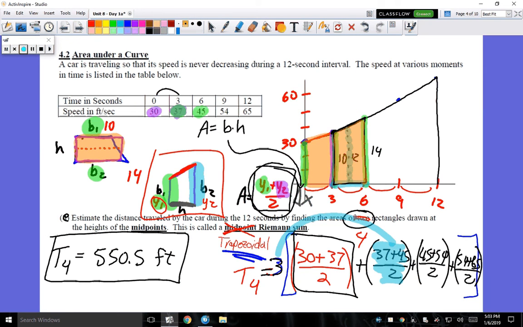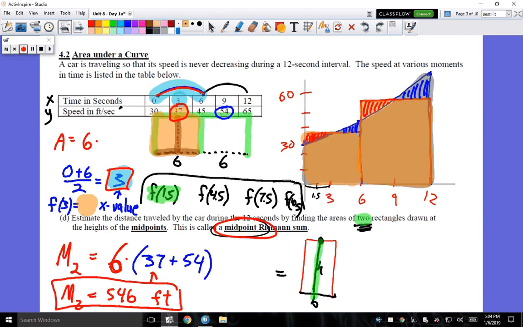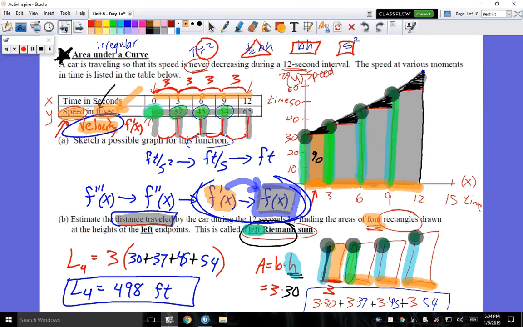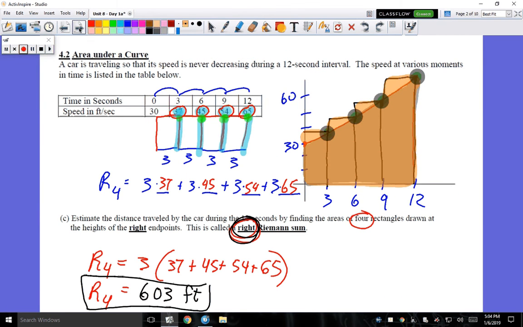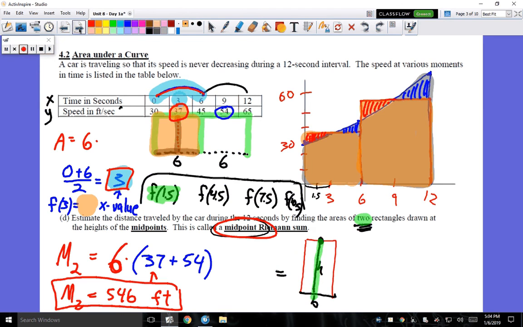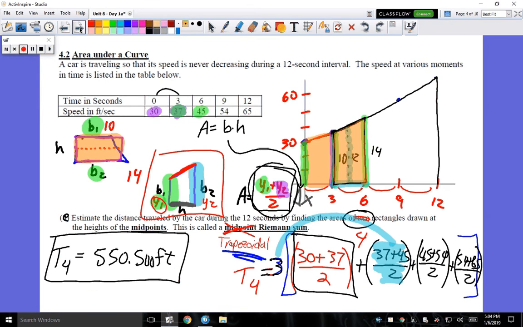Believe it or not, this one is really close to what the actual thing is going to equal. But again, I want to remind you, all these were approximations, and you have to know how to solve all of these the different ways: left, right, midpoint, and trapezoidal. So we have 498 feet, that was under. We had 603, which was over. We had 546, and ultimately 550.5 most likely will be the closest.